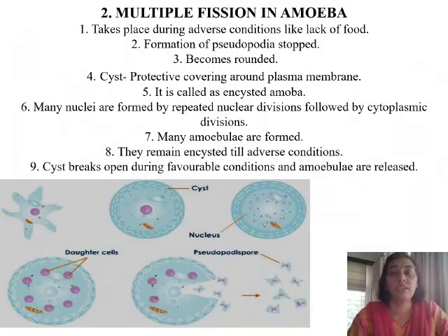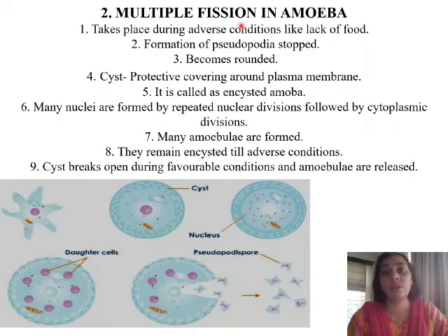Let us move on to the next method of asexual reproduction, that is multiple fission. It is to be studied with respect to amoeba. As the name itself suggests, multiple fission means from a single parent cell we are going to get a large number of daughter cells. So multiple fission takes place during adverse conditions like lack of food.